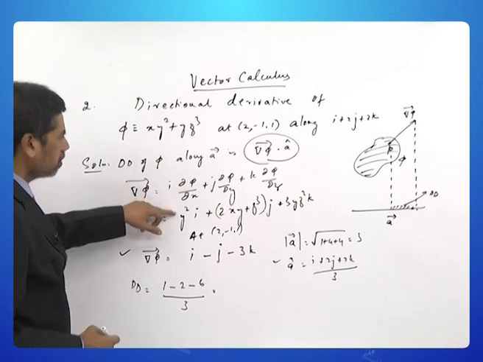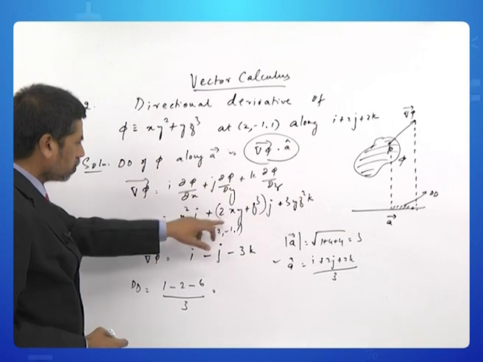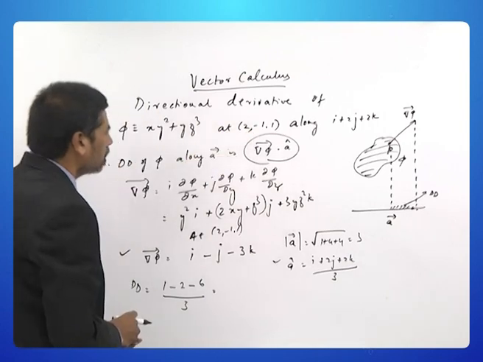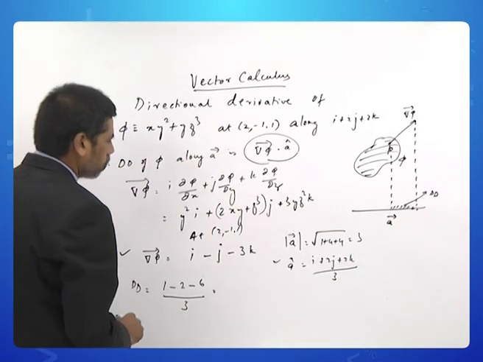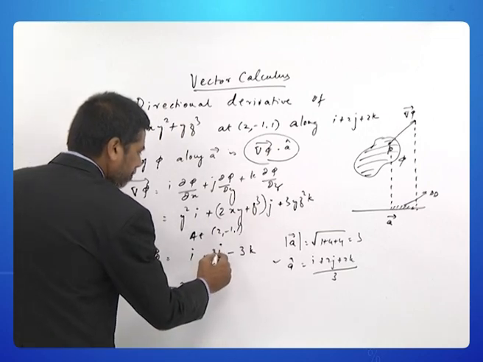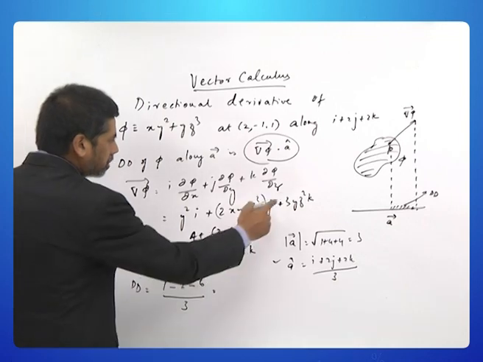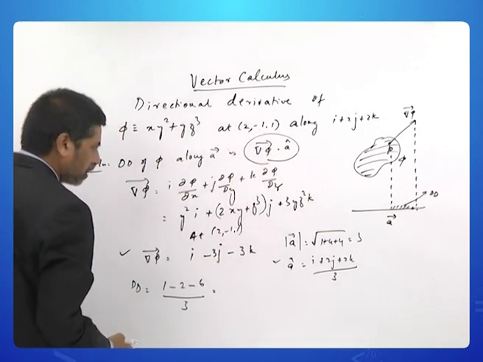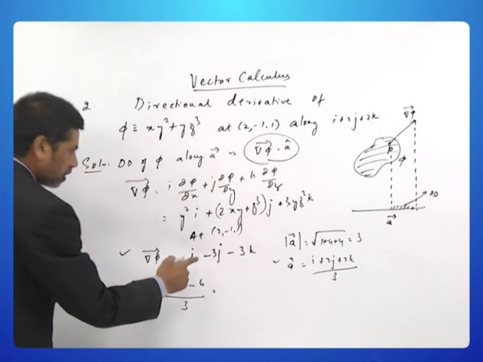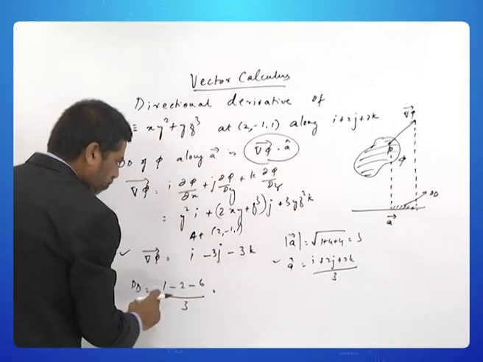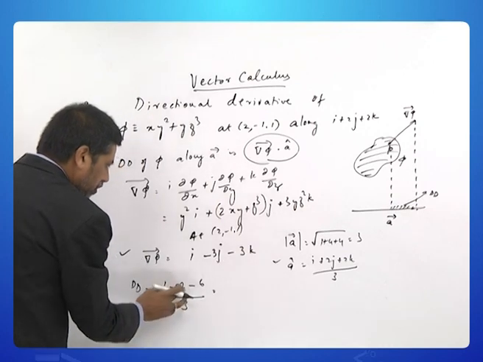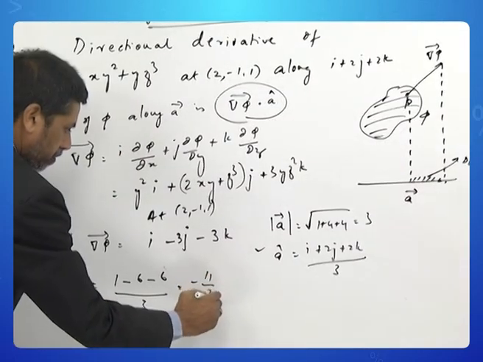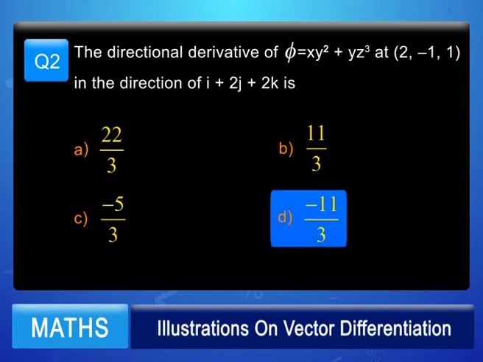Y square i, where y is minus 1, so that is i. 2xy will be 2 into 2 into minus 1, that is minus 4 plus 1, so that is minus 3. So that is a small correction. And then 3yz squared, 3 into 1 into minus 1, that is minus 3. So here we'll have to make a small correction in the dot product. So i dot i is 1, minus 3 into 2 is minus 6, and then minus 3 into 2 is minus 6. So you get minus 11 by 3. That corresponds to option D.